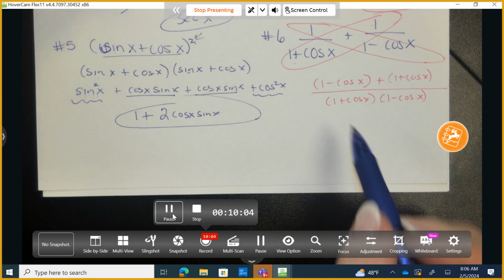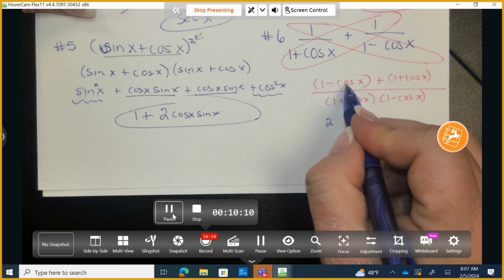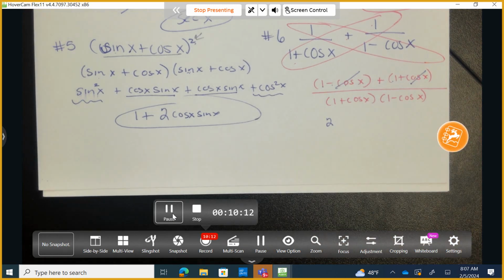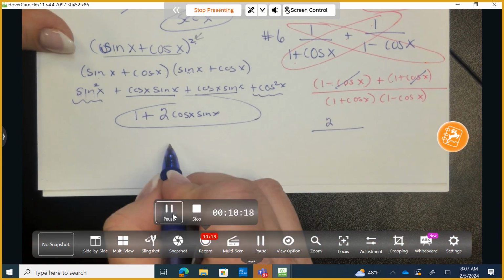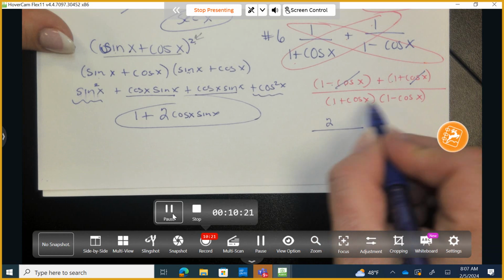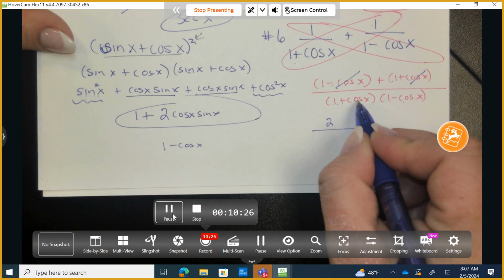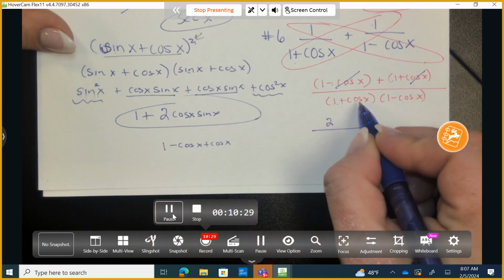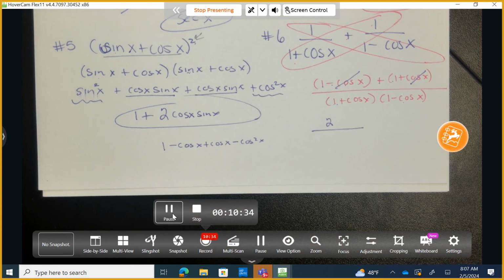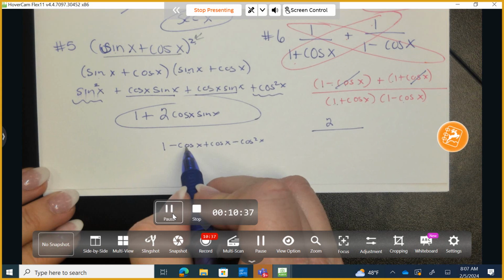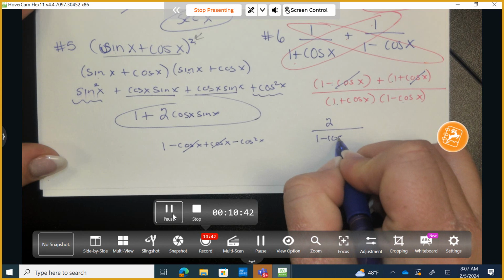All right, let's just do some simplifying here. On top, I have 1 plus 1 is 2, and a negative cosine and a positive cosine are additive inverses. They're going to cancel out. Now on the bottom, I'm going to FOIL this out, and I'm going to do it off to the side where I have a little more room. Multiplying the fronts to get 1. Multiplying the outsides to get a negative cosine of x, multiplying the insides to get a positive cosine of x, and multiplying the last to get a negative cosine squared x. Okay, negative cosine and positive cosine are going to cancel, and I have 1 minus the cosine squared x.